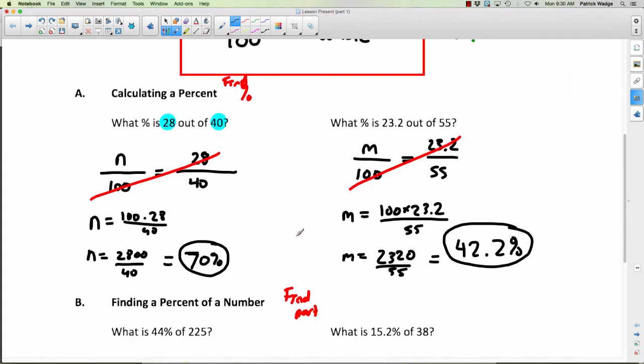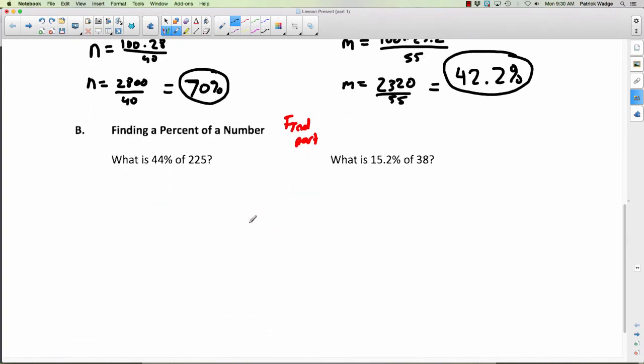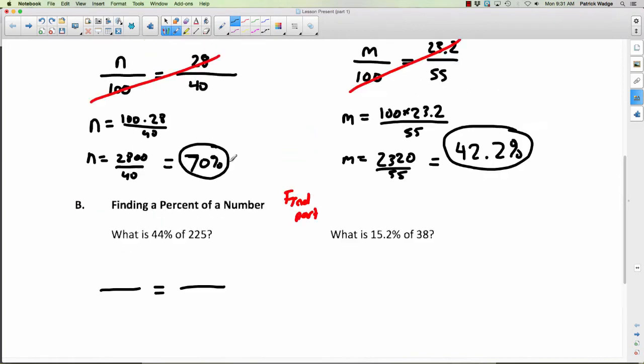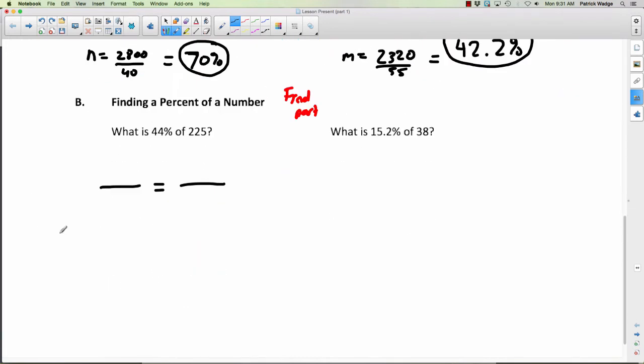Now let's see how you do it when you find a part. So it says, what is 44% of 225? So again, you can start by setting up your proportion. What number can you write every single time? 100. It's always there, so we're going to put 100 down.